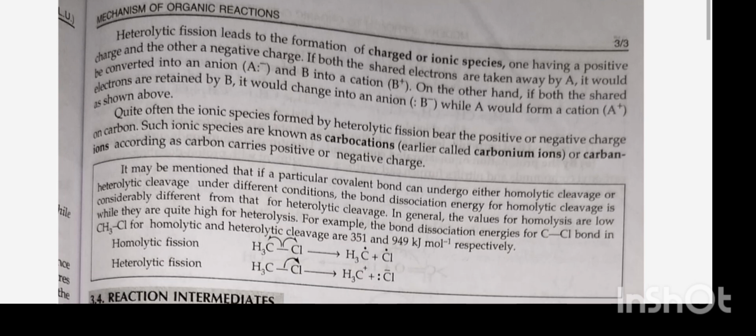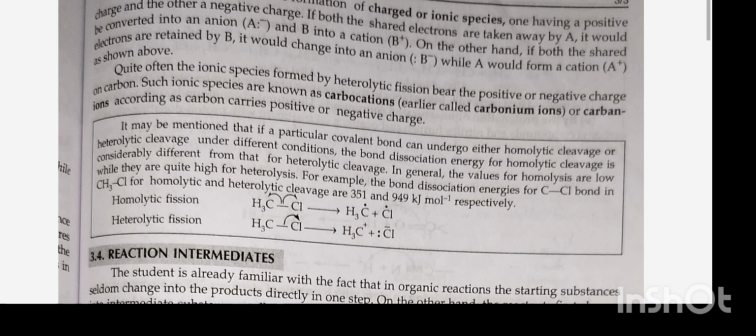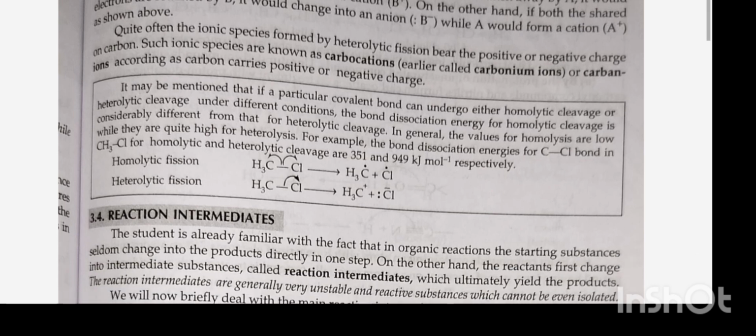Quite often the ionic species formed by heterolytic fission bear the positive or negative charge on a carbon. Such ionic species are known as carbocation, earlier called carbonium ion, or carbanion, according to whether carbon carries a positive or a negative charge.